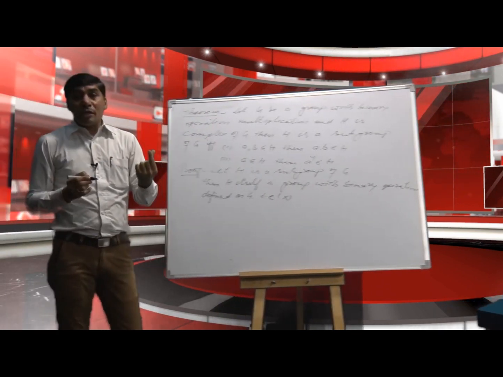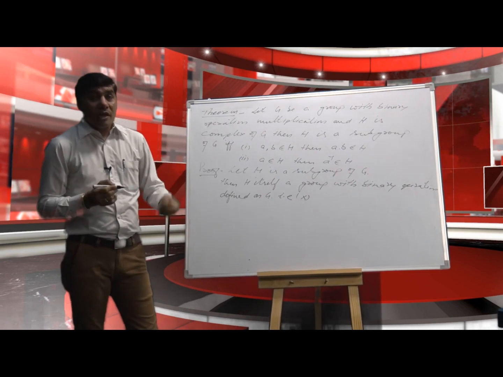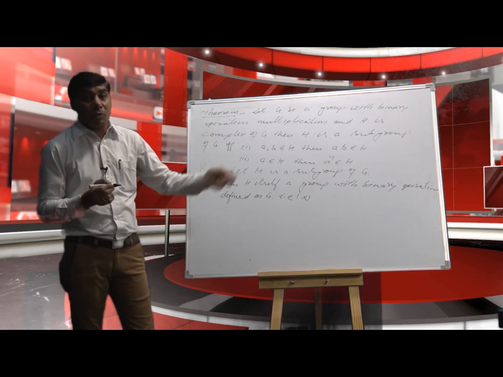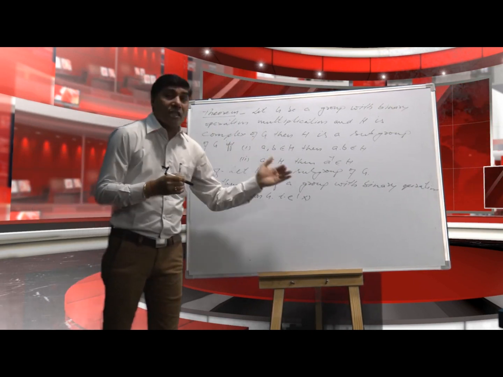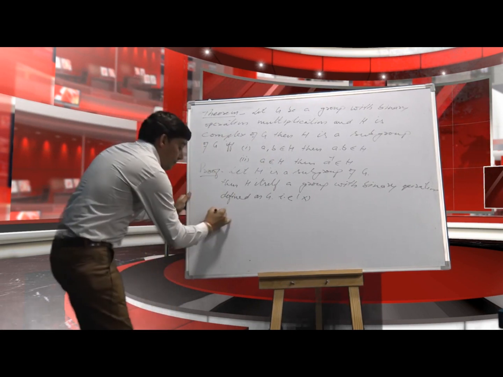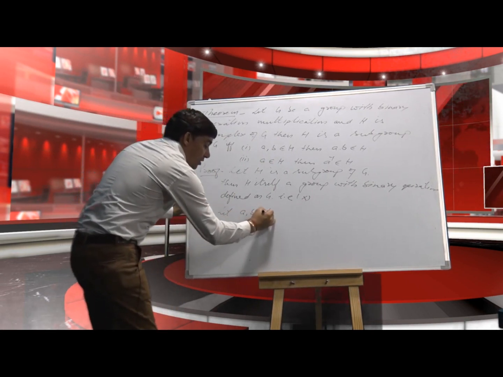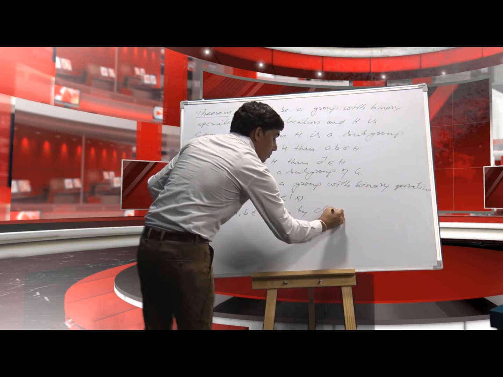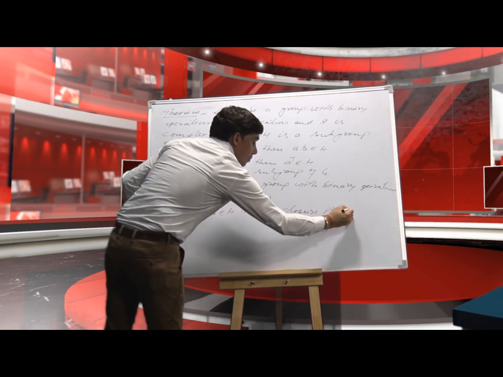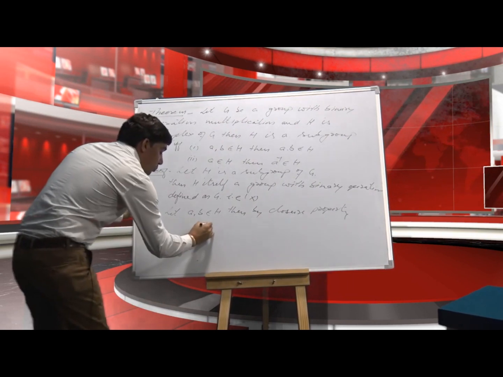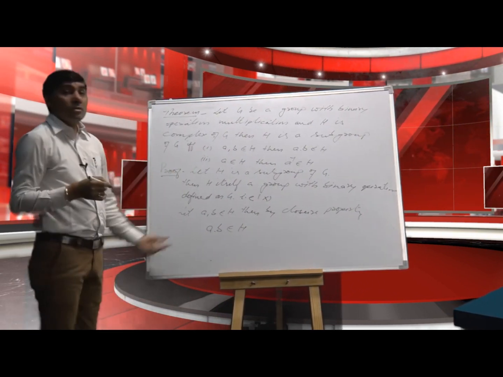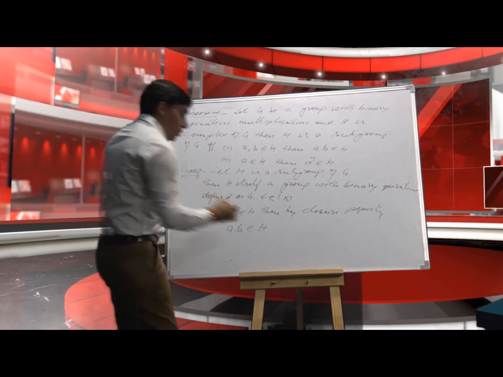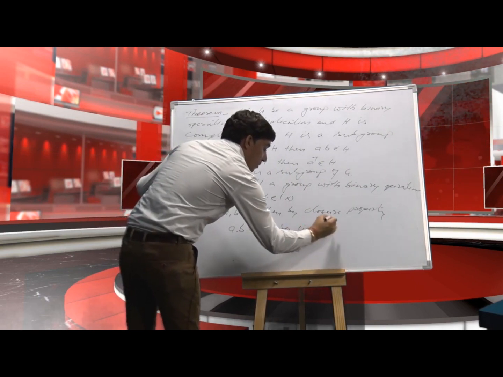So H itself is a group, that means H satisfies four properties. H satisfies the closure property, H satisfies the associative property, H satisfies the existence of identity property, H satisfies the existence of inverse property. Let a, b belong to H, then by closure property a into b also belongs to H. So the first condition is satisfied. So first is verified.